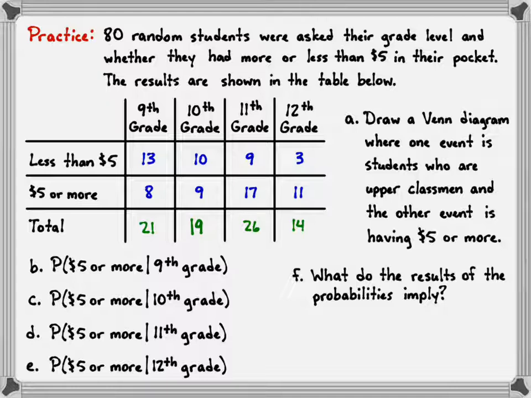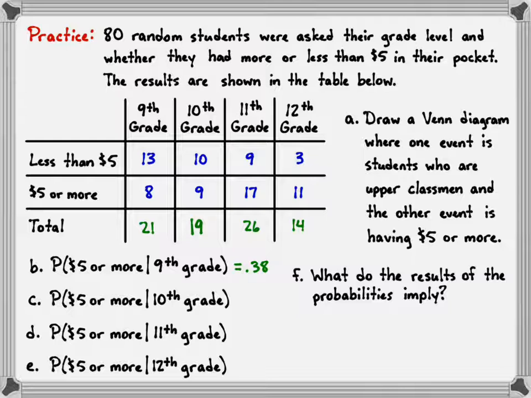Part B says, what's the probability of having $5 or more given that you're a 9th grader? Well, if you're a 9th grader, that is your condition, so that is your sample space. So it's going to be over 21. Oops, I guess I didn't walk through these. So our sample space is 21, and we are looking for the group that has more than $5 out of the 21. So it would be 8 out of 21, and that works out to 38%.